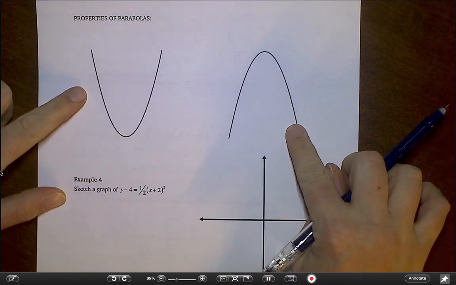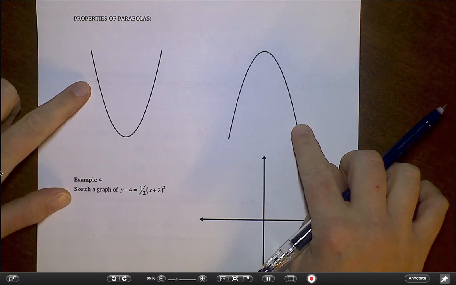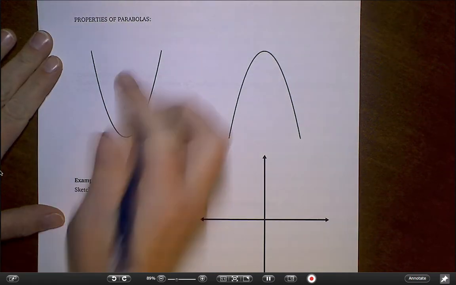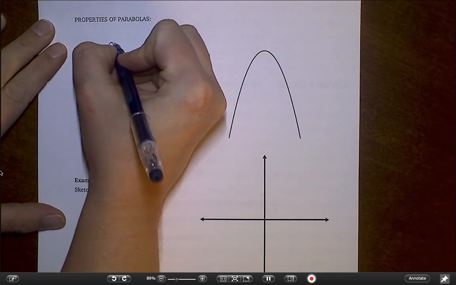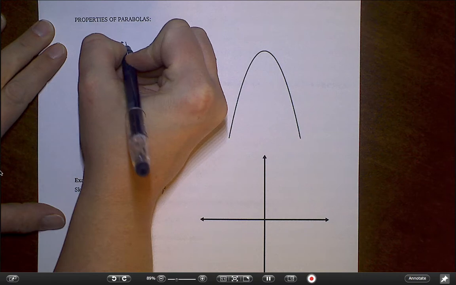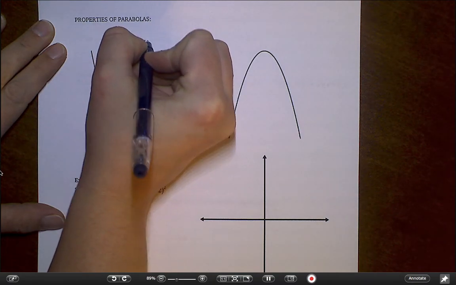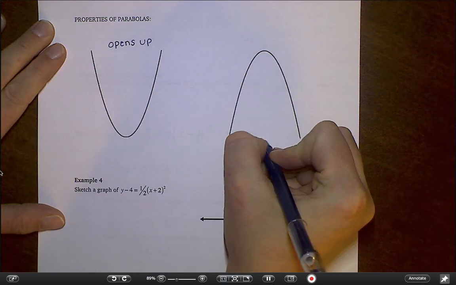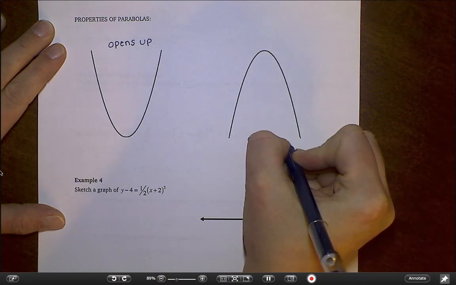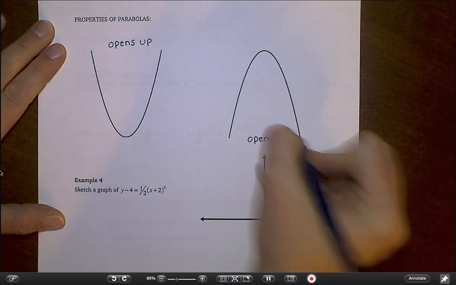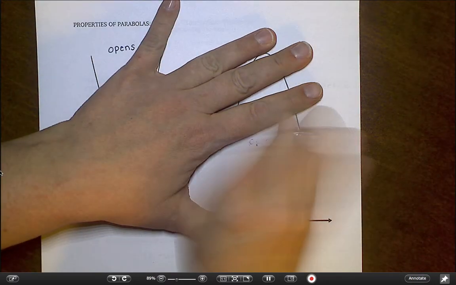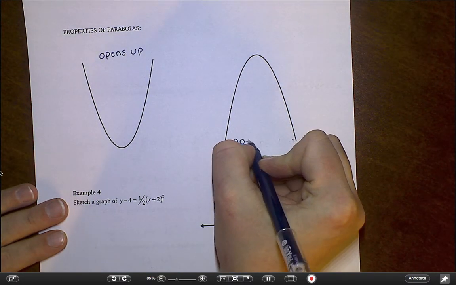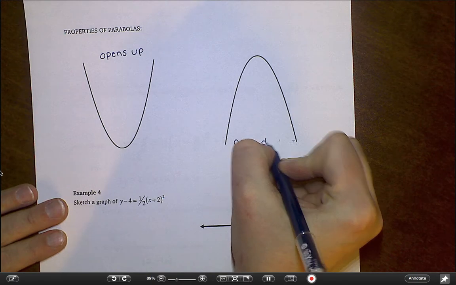Our parabolas can look like this, or they can look like this. Basically they can be right side up or upside down. When they look like this, we say that this opens up, because the opening is at the top. And we say that this one opens down. Shouldn't be too earth-shattering, right? One face is up, one face is down. So that's not big news or anything.